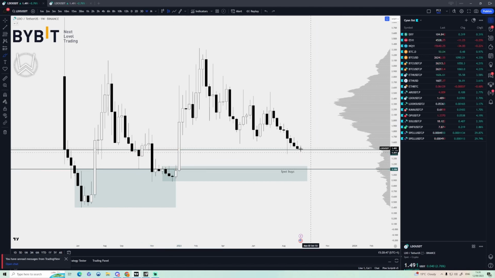liquid move through. So basically, when we look at this chart, we could say that if LDO starts accepting below this 1.46 level, highly likely we're going to trade back towards this 1.1 area and our spot buy level in this monthly order block.